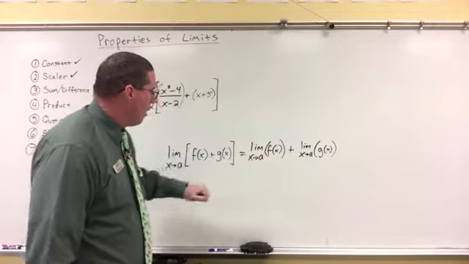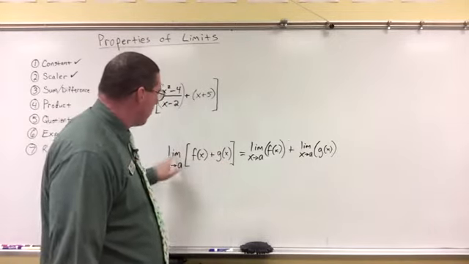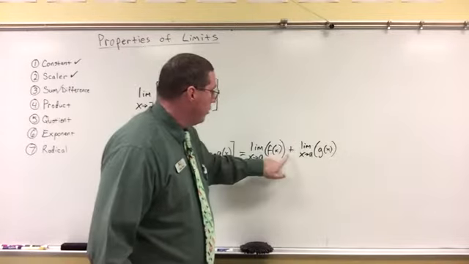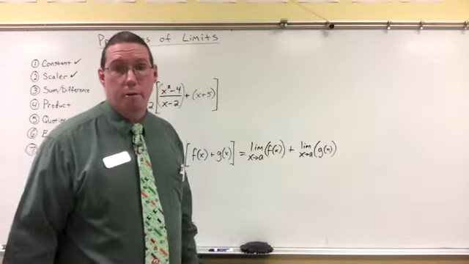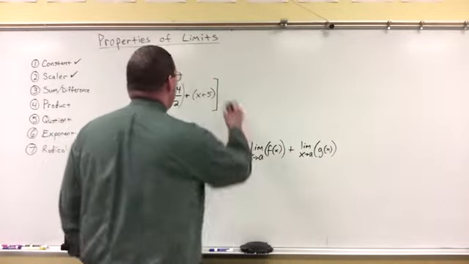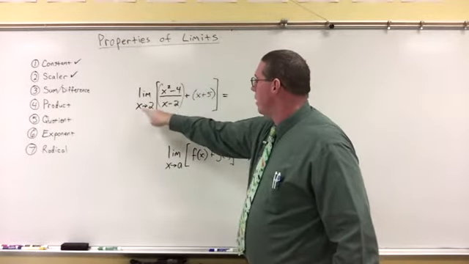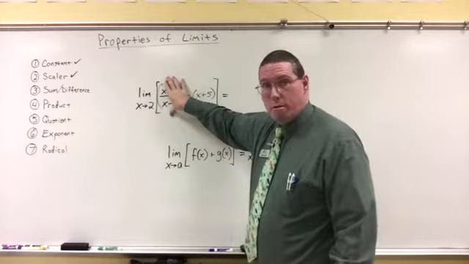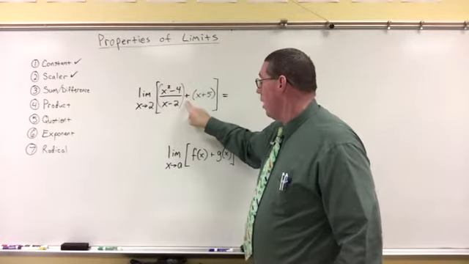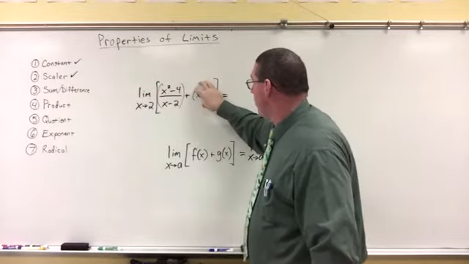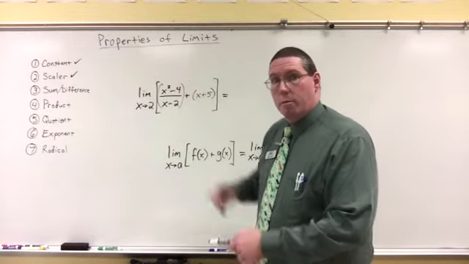The limit as x approaches a of f of x is going to be a number. We're going to set that aside. Then we're going to do the same thing to g of x. The limit as x approaches a of g of x is going to be another number. And then you're just going to add those two numbers together. That's all you have to do. So this would be the same thing as the limit as x approaches 2 of this, plus, set that aside, the limit as x approaches 2 of this. Then add those two numbers together.